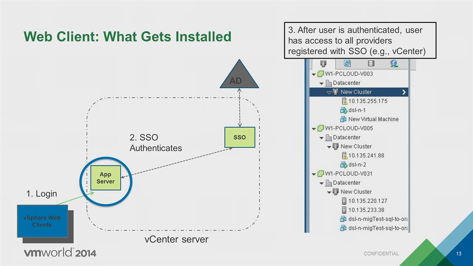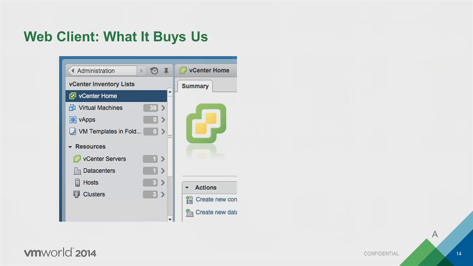You see everything that you're supposed to have permission to see now shows up here. So in this example, I have access to 3 VCs. They're not linked, but now I see them in a single pane of glass. That is what the web client gets you, right?